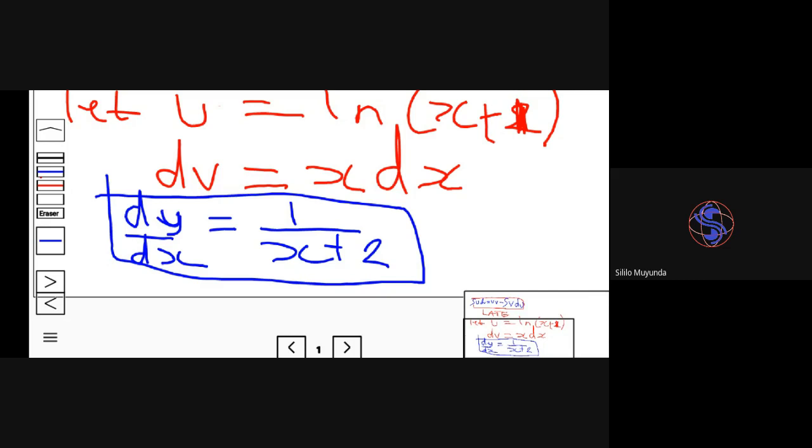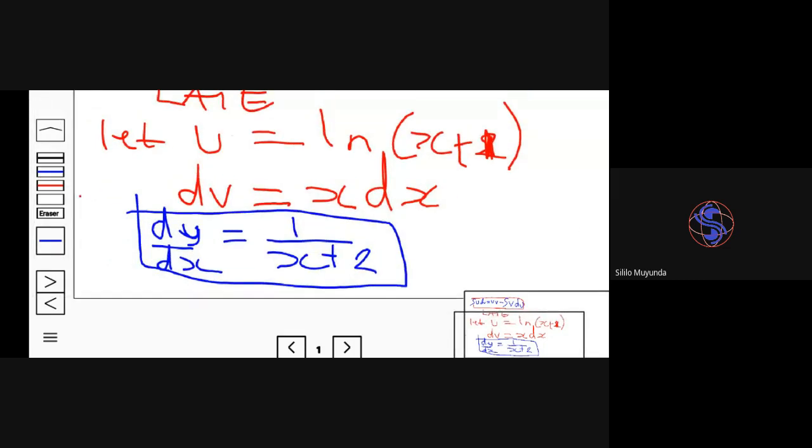Where is the 2 coming from? Oh, it's 1 here. Yes, yes. So it's 1.